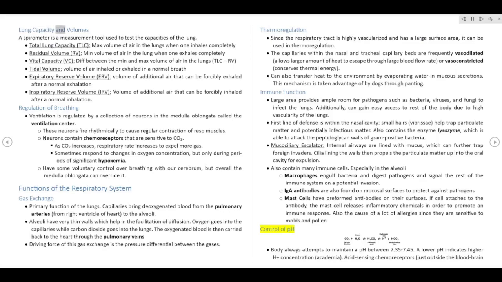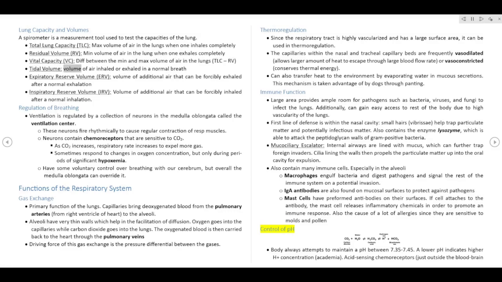Lung capacity and volumes. A spirometer is a measurement tool used to test the capacities of the lung. Total lung capacity, TLC, max volume of air in the lungs when one inhales completely. Residual volume, RV, min volume of air in the lung when one exhales completely. Vital capacity, VC, difference between the min and max volume of air in the lungs, TLC minus RV.